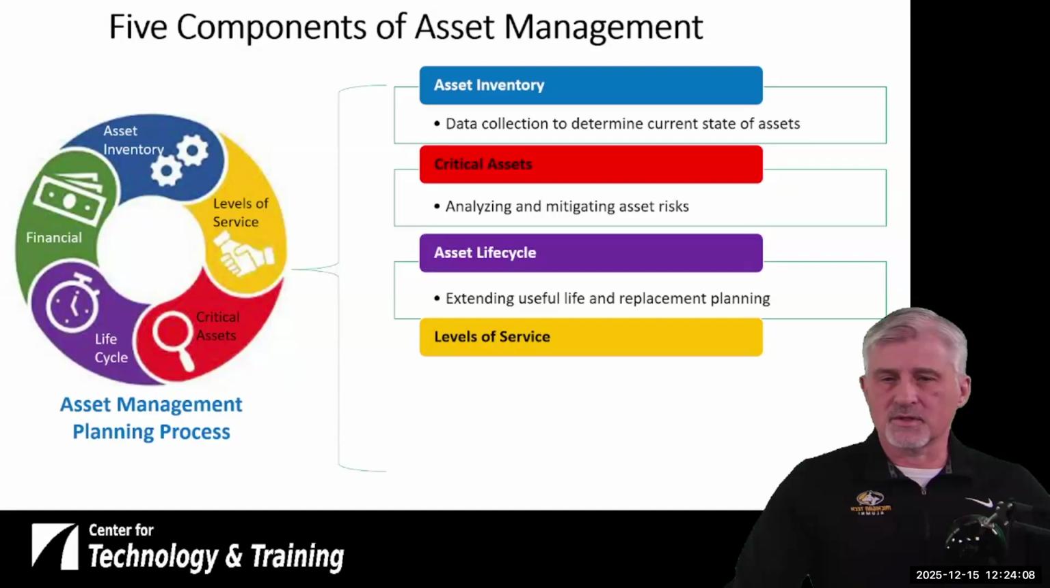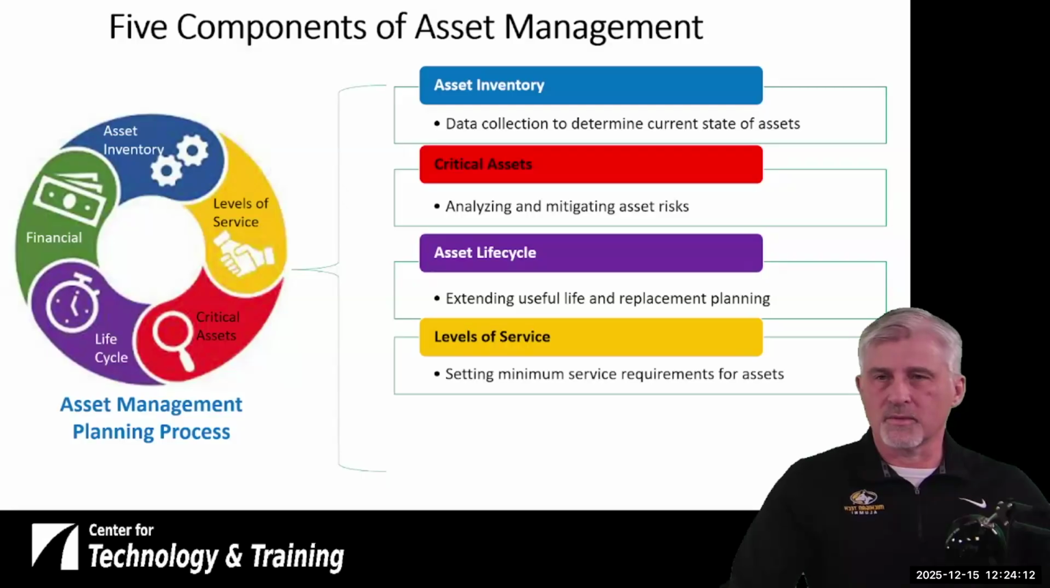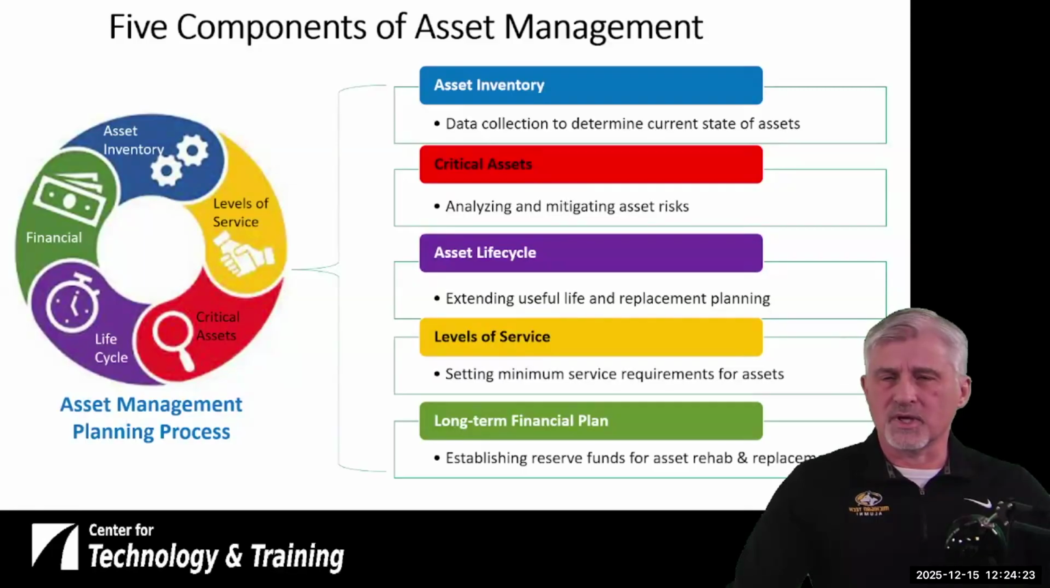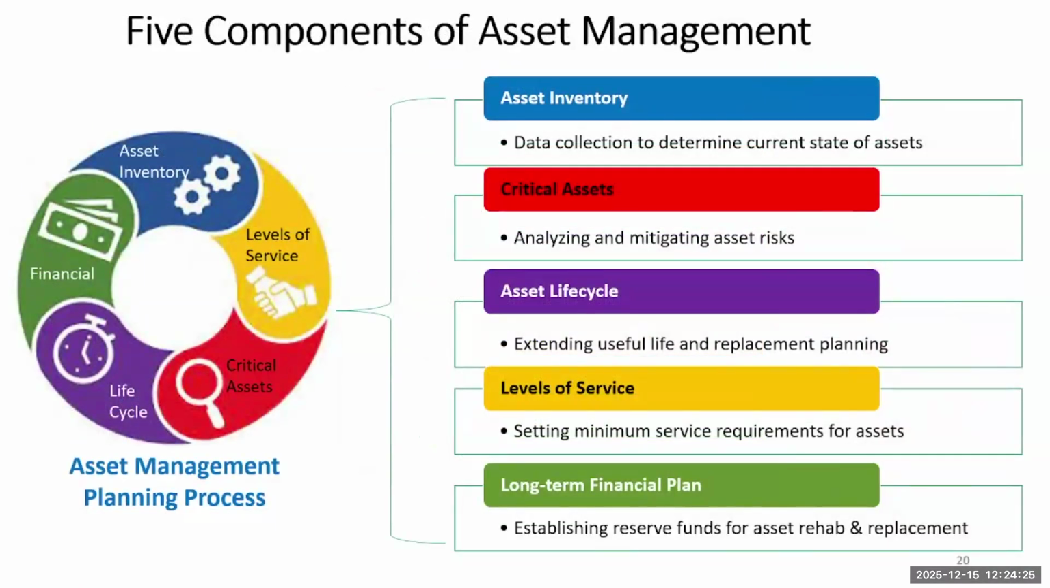And then the levels of service, we're going to talk about that. That's setting the minimum service requirement for each one of the assets. What does that asset need to do for us as a minimum? And then the long-term financial planning. That could be a capital improvement plan, but we need to establish those funds for rehab and replacement, so that when the time comes, we have the money available to do that project.